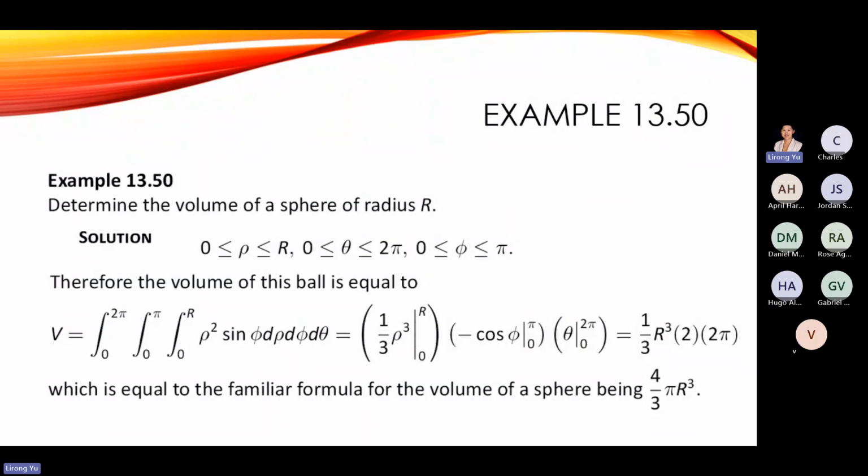Volume is a 3-dimensional measure, so the distance measure is being cubed. Plus the coefficient. The pi there is because you have a circular or spherical integration region. Whenever there's a circle involved, you always see pi as a coefficient.